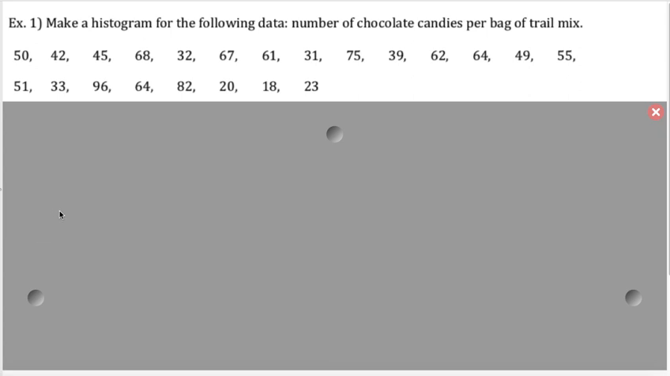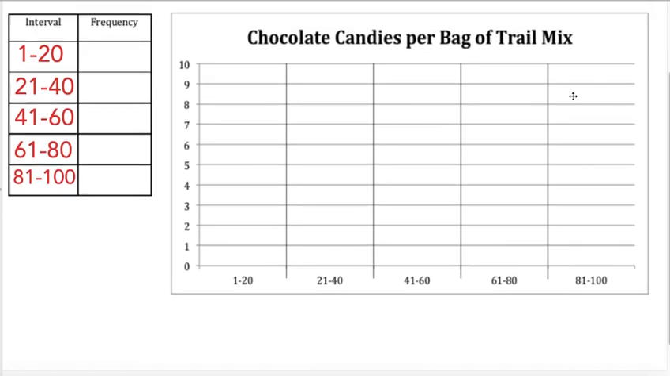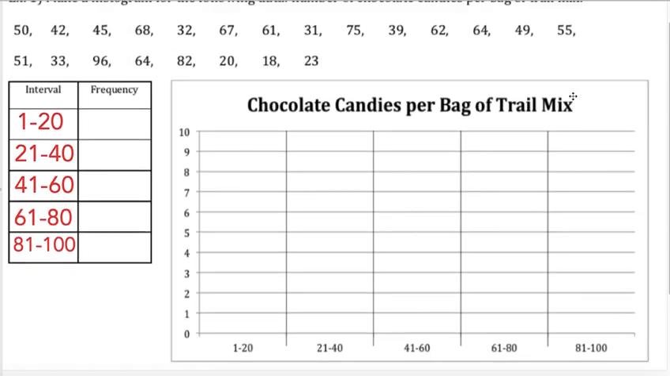And so as you can see at the bottom of the histogram there, we have our data already kind of labeled at the bottom. So your intervals here are 1 to 20, 21 to 40, 41 to 60, 61 to 80, 81 to 100. You want to create a frequency table so you can just tally up the data and figure out where it all belongs.